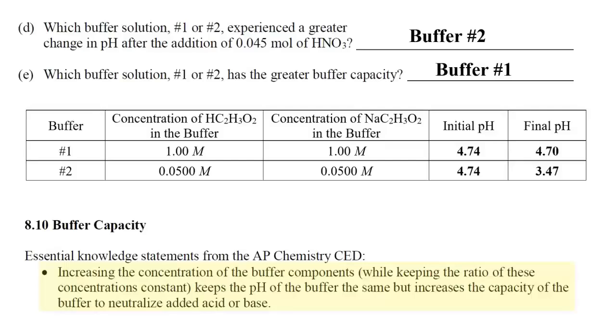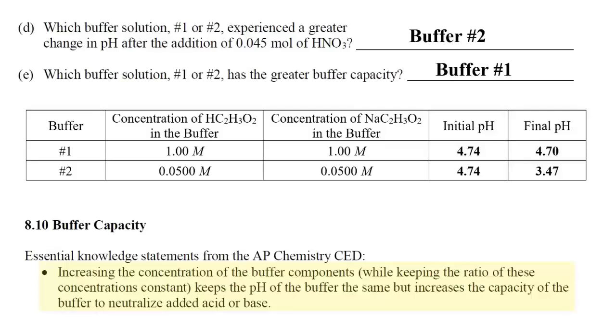So the message from this slide is that the higher the buffer capacity is, the smaller the magnitude of change in pH will be when a certain amount of either a strong acid or a strong base is added to the buffer. And then you could say that the other way around. The smaller the buffer capacity is, the greater the magnitude of change in pH will be when a small amount of either a strong acid or base is added to that.